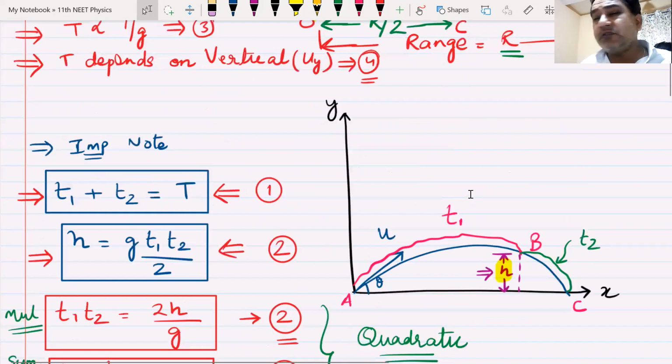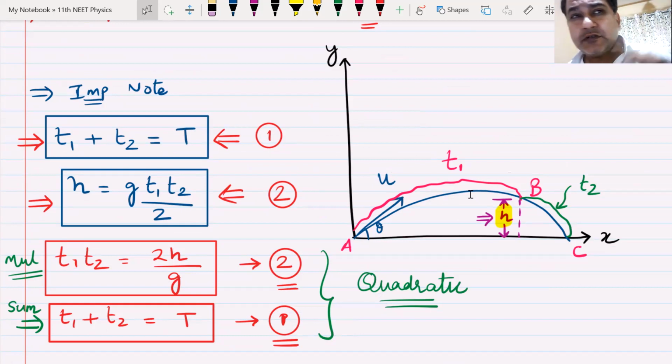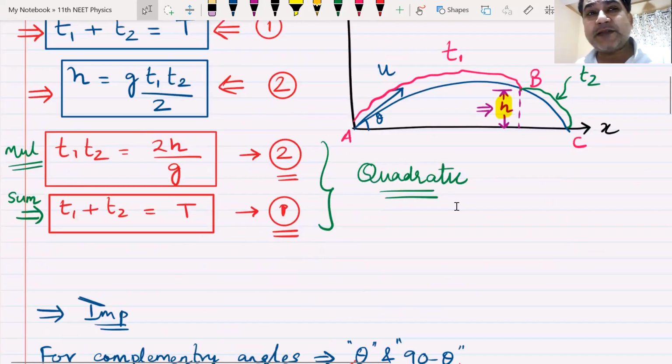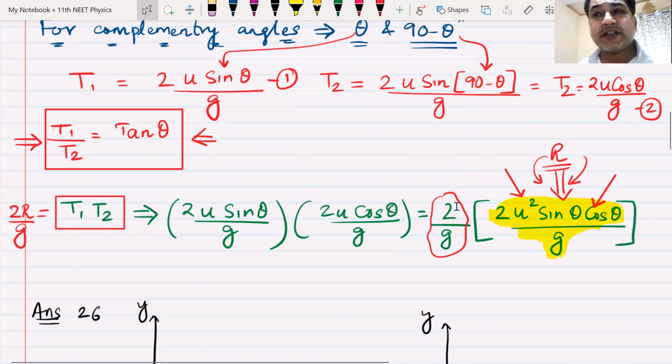Then we moved on to finding the time of flights for complementary angles. We also found out the time of flight for any point. The time taken to go up plus time taken to come down will be equal to total time of flight. The multiplication is 2 times h by g. We moved on to complementary angles. For complementary angles, the ratio of time of flight is tan theta. The multiplication of time of flight is 2 times r by g.